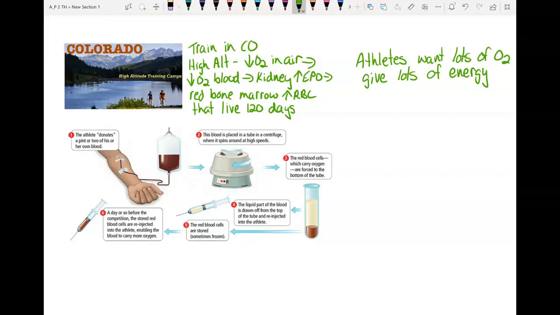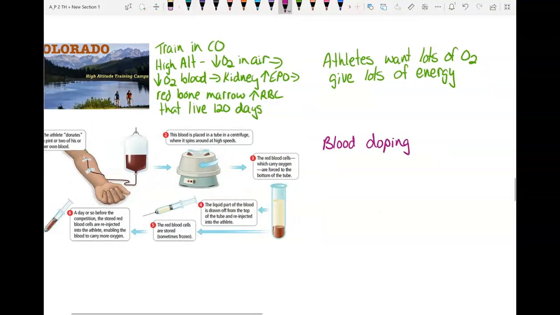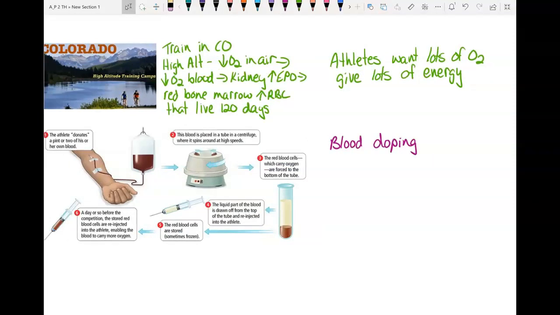The other thing, the second one here, is illegal. This is blood doping. So there's two ways to blood dope. There's kind of the old-fashioned way and there's the more modern way. This picture shows the old-fashioned way. In the old-fashioned way, you would remove some of your own blood.